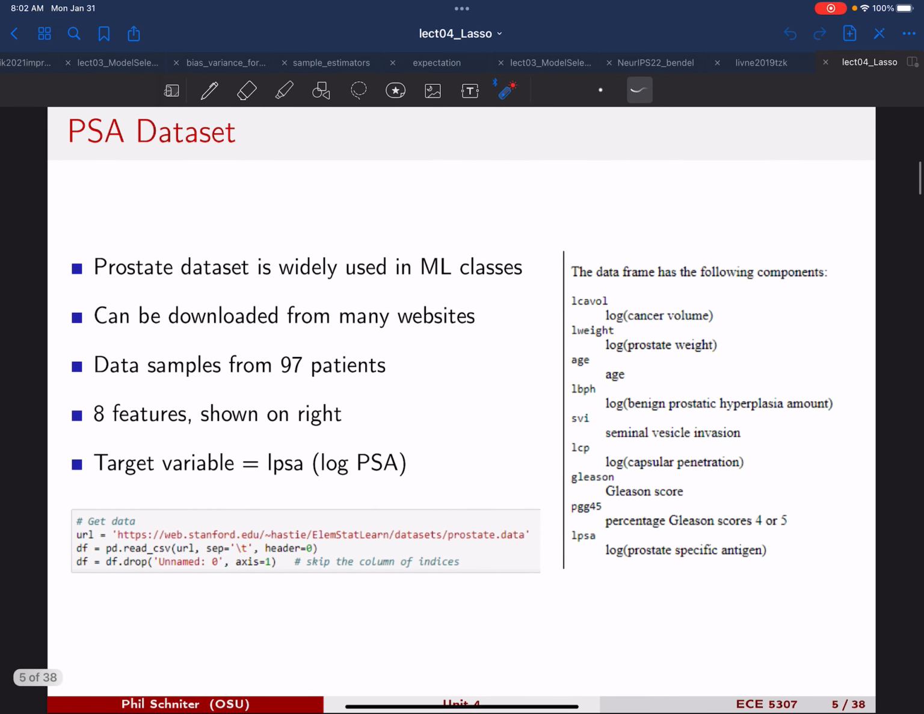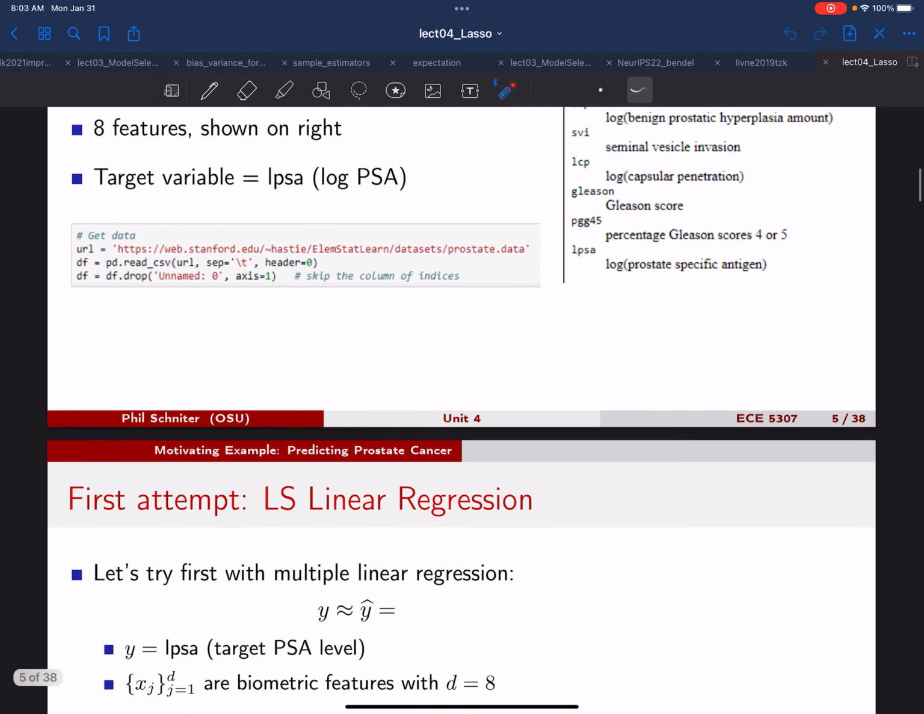This data set is actually used in the Elements of Statistical Learning book, and that's where you can find it. It's on the Stanford website. And here is the list of the different features. One of them, the PSA or log PSA, we'll use as the target, and the other things we'll use as features. And as I said before, there's a total of 97 samples in this data set.